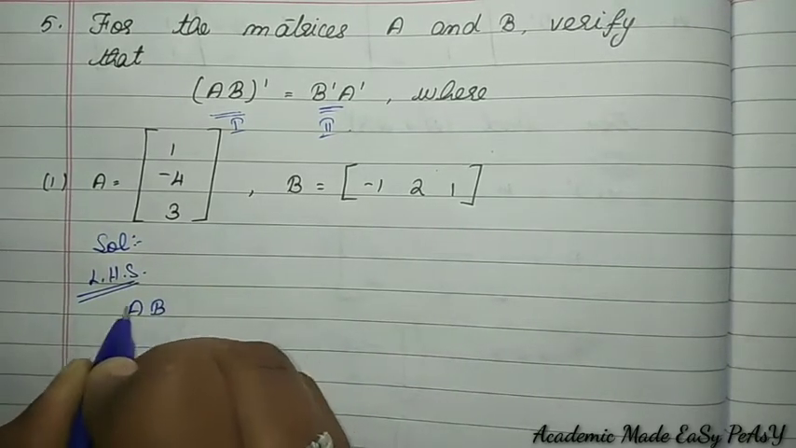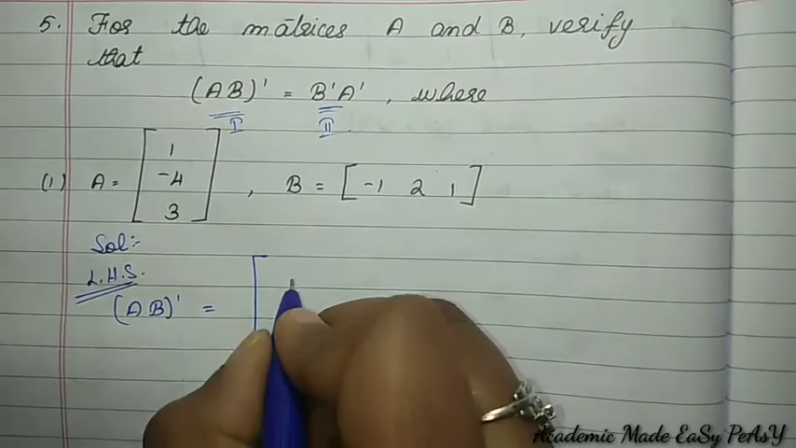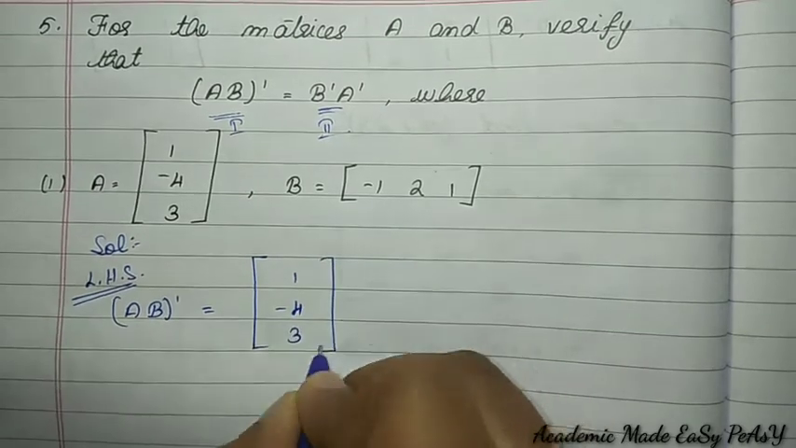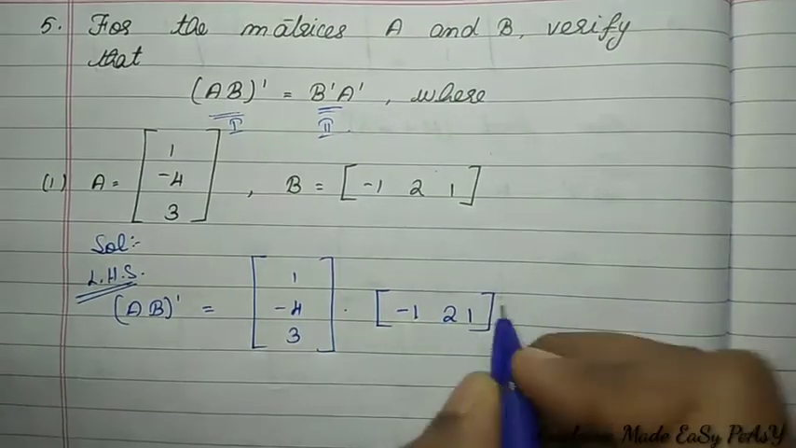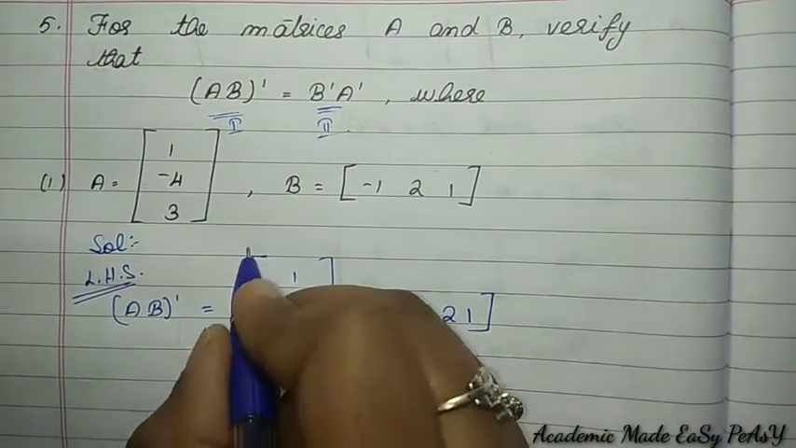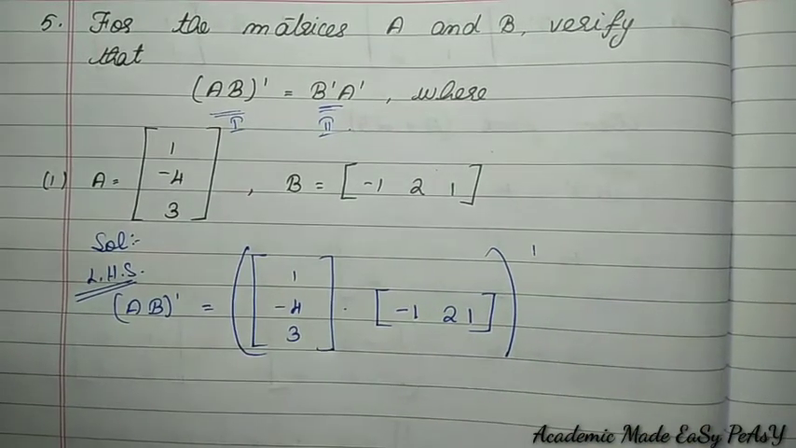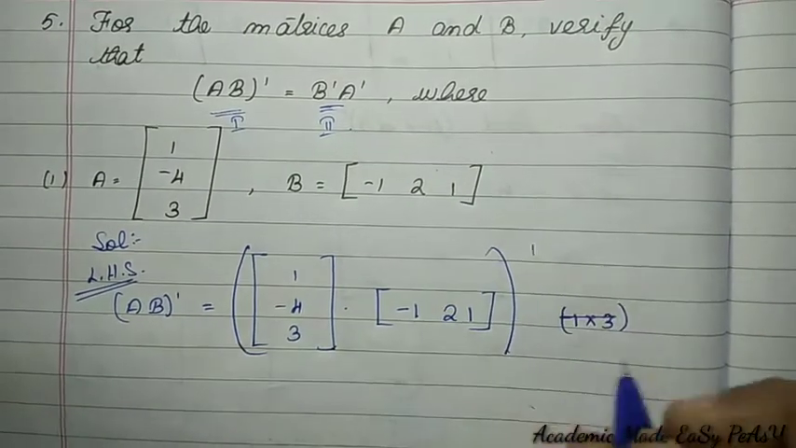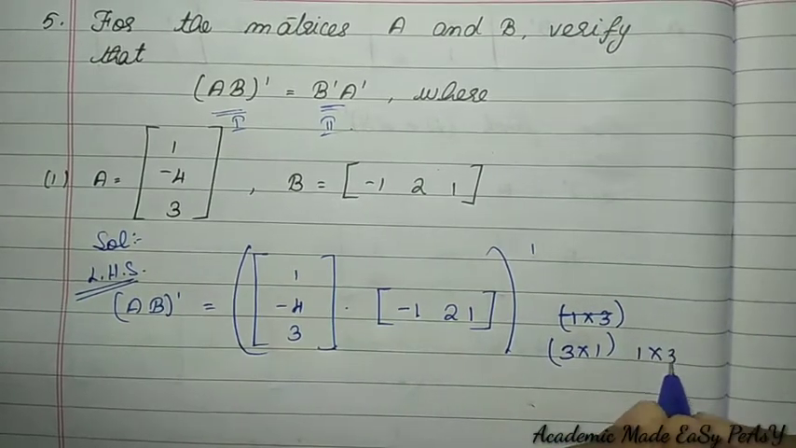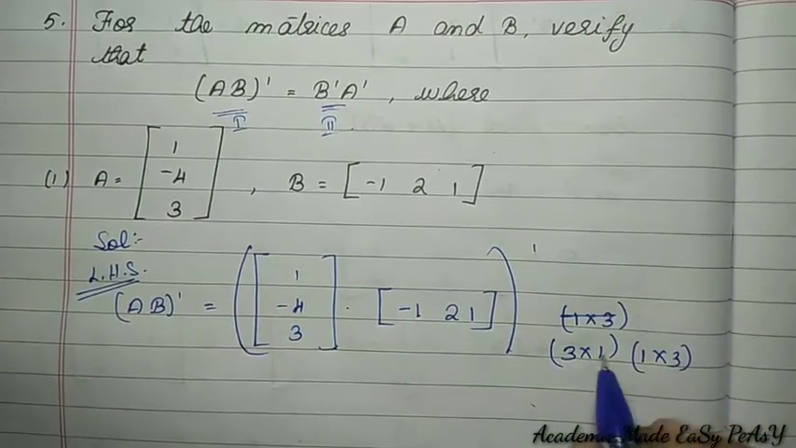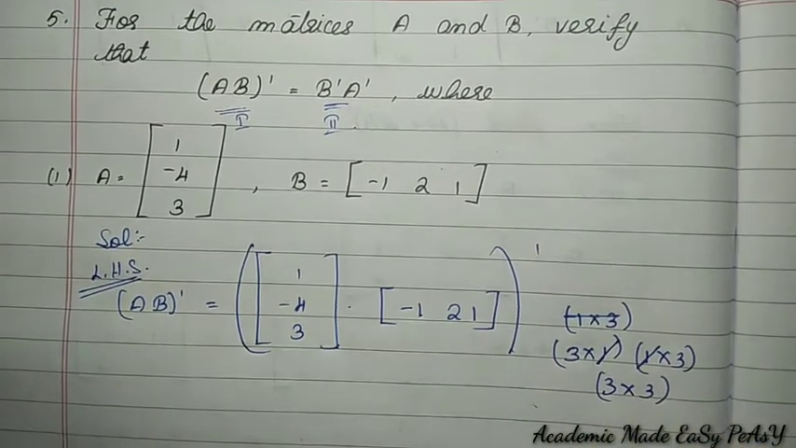So A into B the whole transpose is equal to, what is our A? 1, minus 4, 3. Into what is our B? Minus 1, 2, 1. No, this is 2, 1. So the whole transpose. Let us keep this transpose aside. Now we have to write the order of the matrix. What is the order of the first matrix? It's 3 by 1. So here it is 1 by 3. So second matrix is 1 by 3. So we will be cancelling out 1 and 1. So the order of the matrix is 3 by 3.